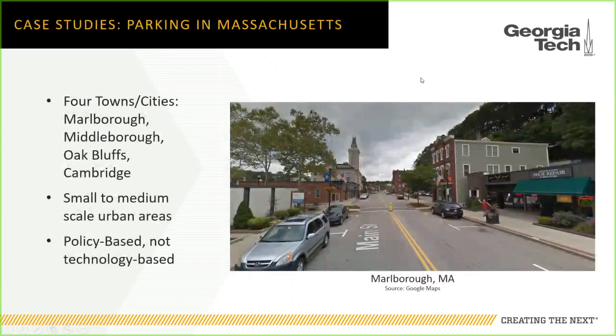So one thing that we looked at is transportation and mobility issues, which are a main issue. If you go to any public meeting about projects, on transportation and mobility, invariably what comes up is parking issues. Cities and towns of all sizes have this issue, and this particular example is looking at parking issues in Massachusetts across four different towns and cities, of similar size, small to medium.